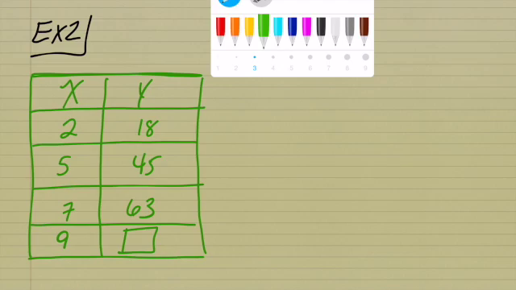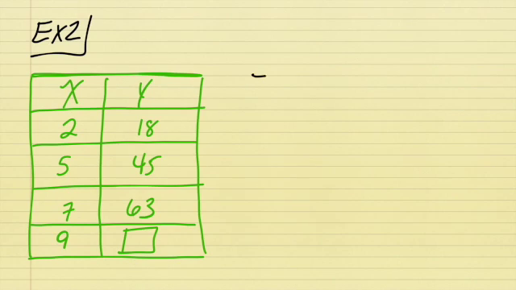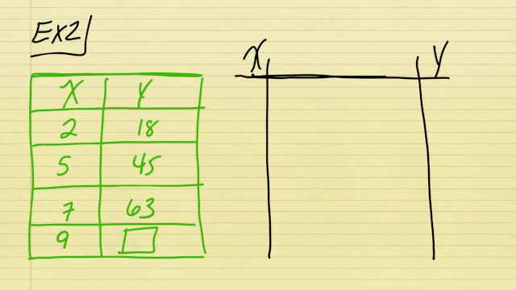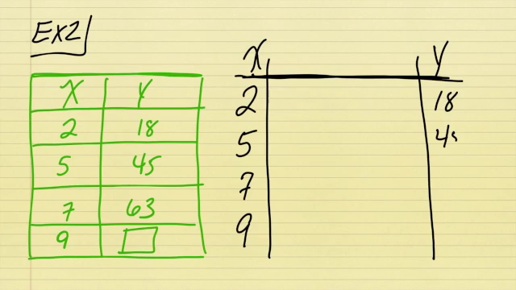Okay, so my strategy to you is, on your own paper, write a 3-column table with that wide middle column. Your x's go here and your y's go here. Fill in the numbers, the 2, the 5, the 7, and the 9. The 18, 45, 63, and blank. All right, so let's test out what's happening every time.